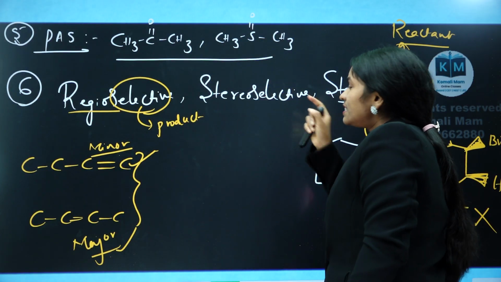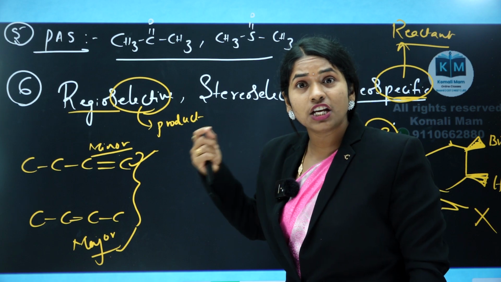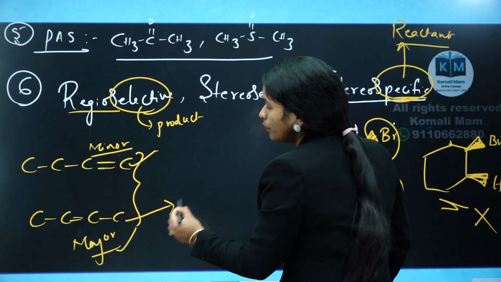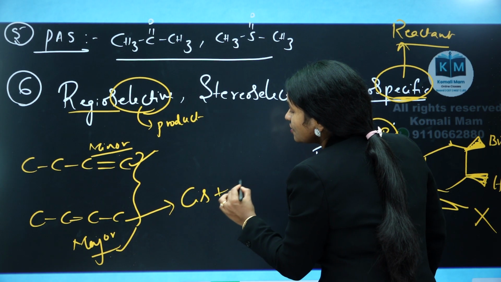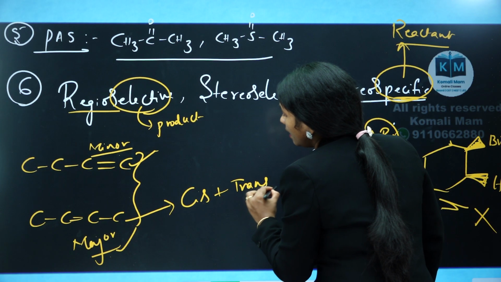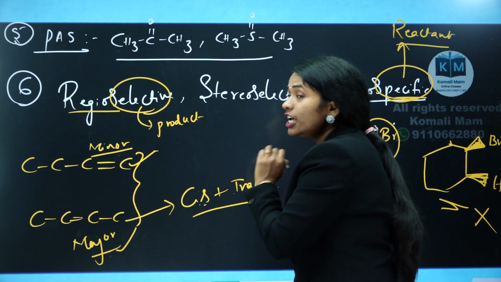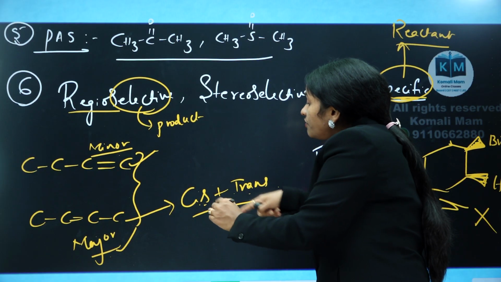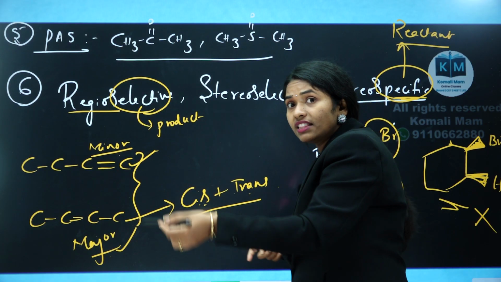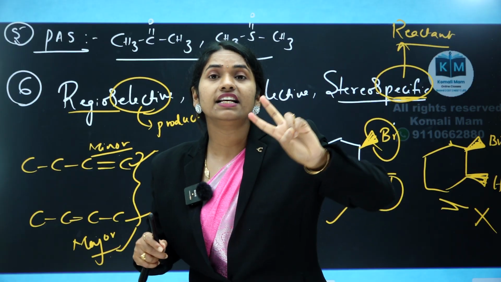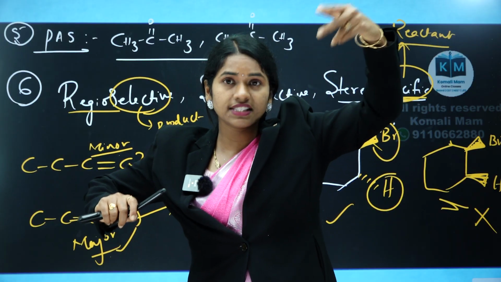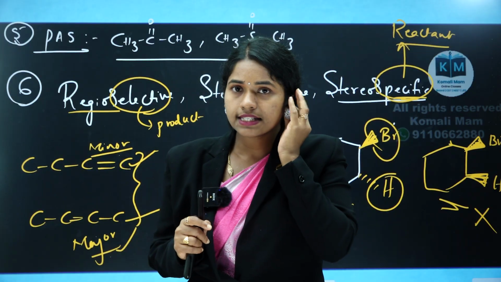And stereoselective. What do you mean by stereoselective? For example, you see 2-butene, cis and trans, two structures are possible. So these two are stereoisomers. Out of these two, for example, one is major, the other one is minor, then we call it stereoselective. So total 6 key points done.